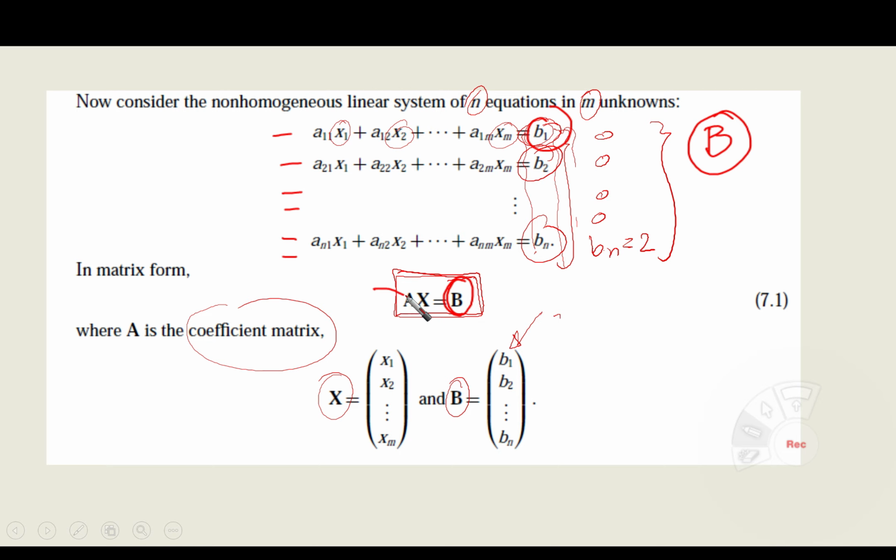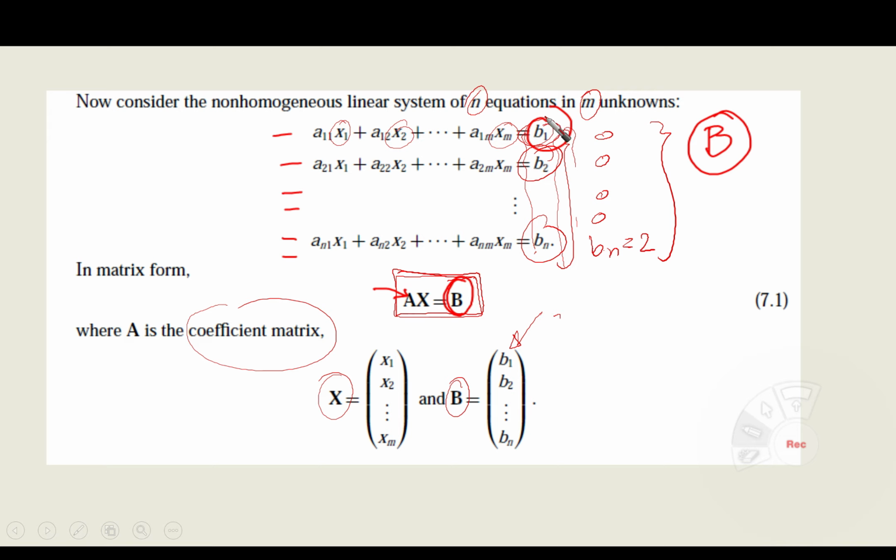Where this A, as we said many times, is the coefficient matrix, which includes a11, a21, a31, a41 until an1 in the first column, and similarly for the next columns until we reach the last column, which is for the last, the m-th unknown.